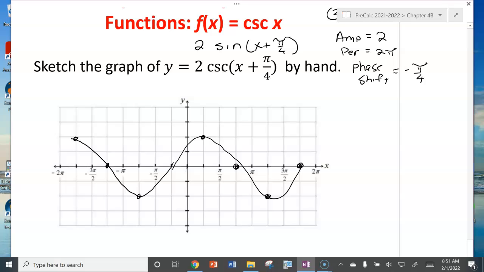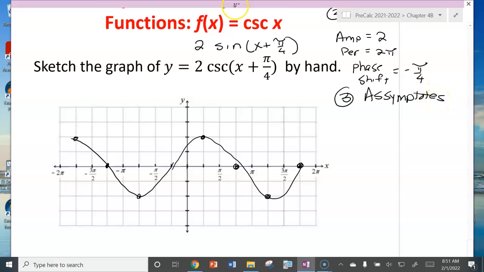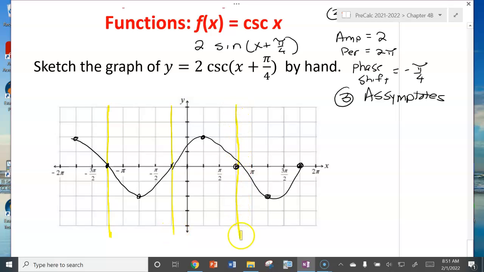So remember that? Now for cosecant, once you have that, first thing you need to do is put in your asymptotes. So now step 3 is asymptotes. Those go every place that we cross the x-axis. So I'm going to have an asymptote right here. And I'm crossing the x-axis here. There's an asymptote. Crossing the x-axis there. There's an asymptote. Crossing there. There's an asymptote. So I put in my asymptotes.